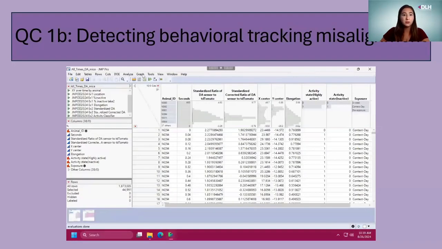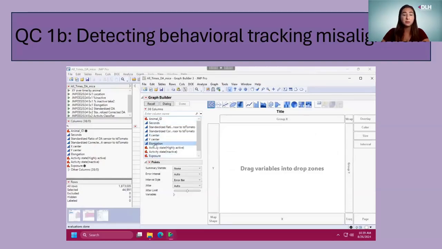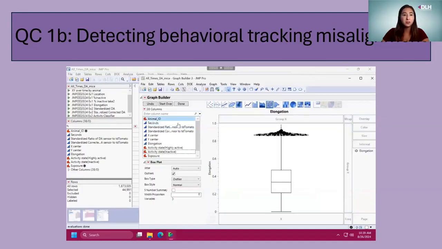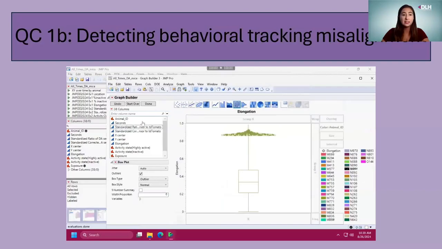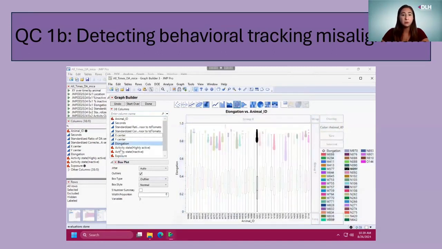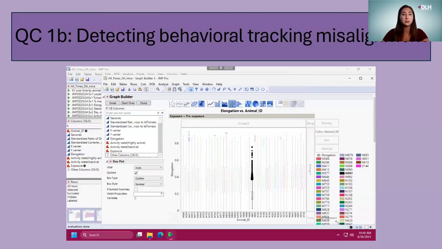So we're going to go up to Graph Builder again. And this time we're going to look at the elongation measure. We're going to do a different box plot for each animal. So again, we're going to pull that animal ID to the color. We're also going to pull it down to our x-axis so we get a different box plot for each of our different animals. And what we're going to see is that our animal N091, which is highlighted right now, it's lower. It has a lower measure of elongation, so it's kind of staying scrunchier compared to the other mice.